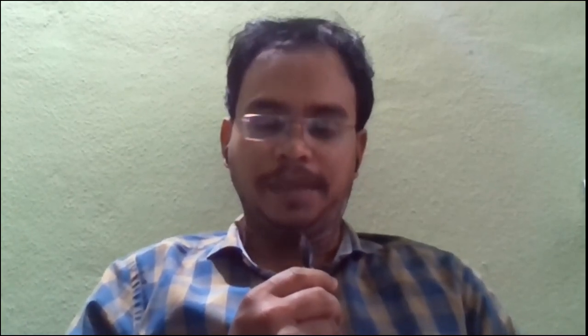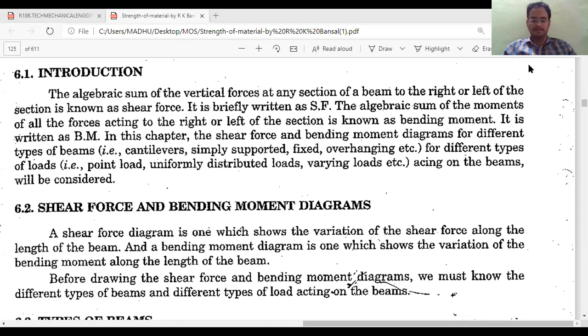Hello everyone. In this video, we will see what shear force and bending moment diagrams are, the types of beams, and the types of loading due to which we get reactions over the supports, and how the shear force varies across the length of the beam, and the bending moment also.